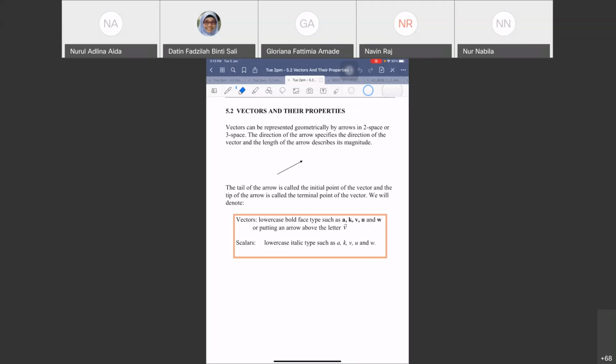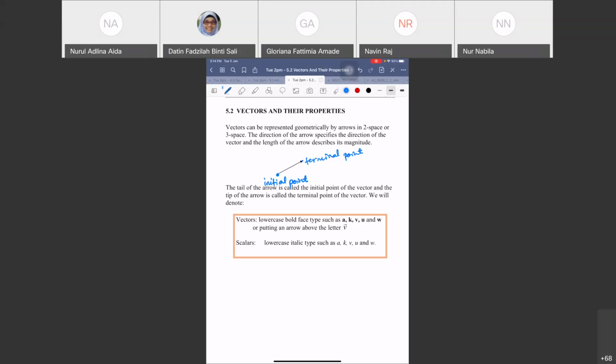So if you have a line, when we draw a vector, we will say that this point is what we call the initial point, or the tail of the arrow. The tip of the arrow is what we call the terminal point. So it's understood, if we say terminal point and initial point, you know what it means.